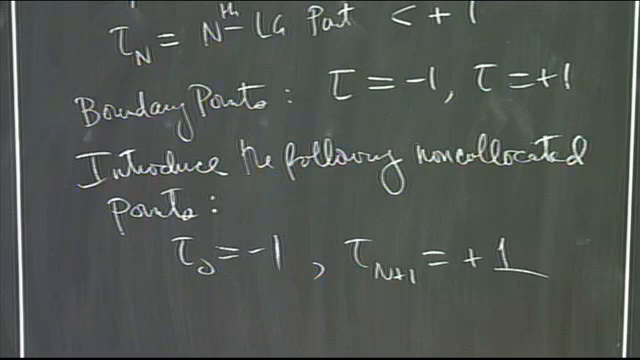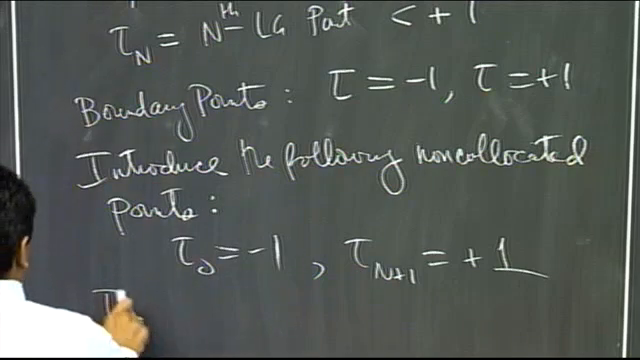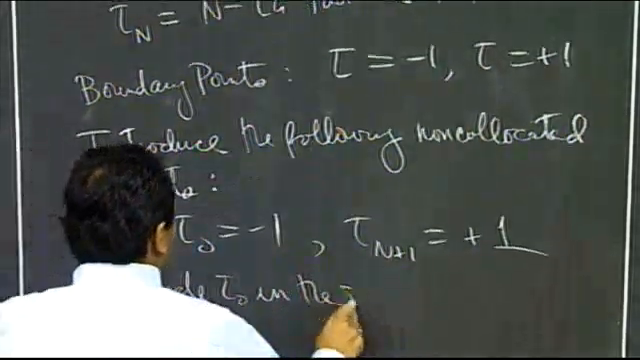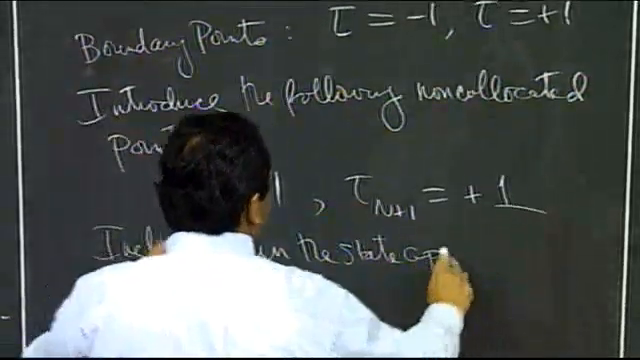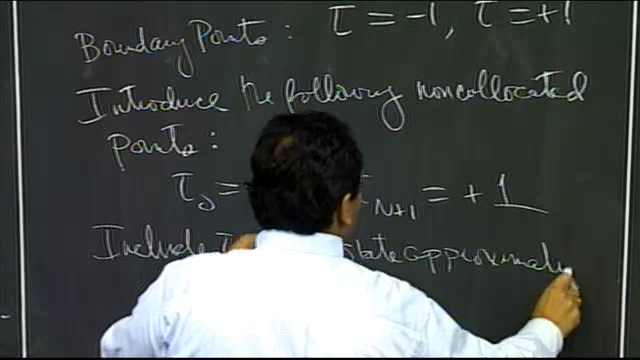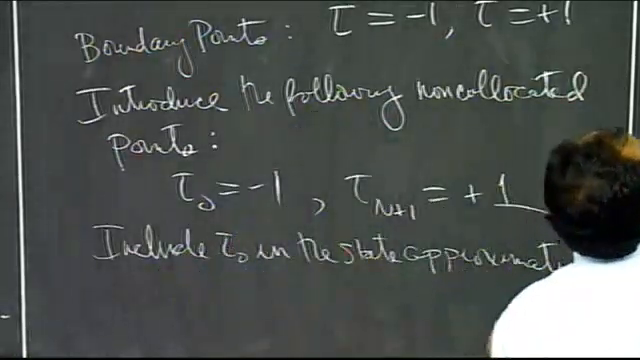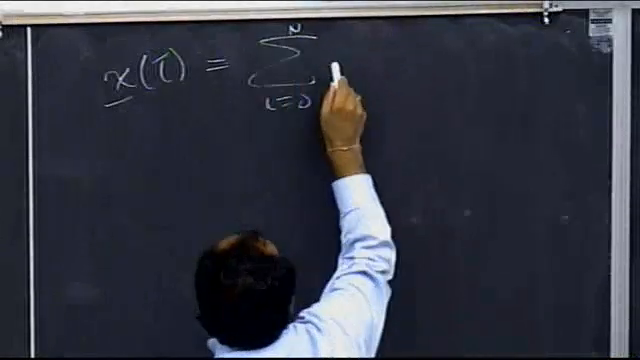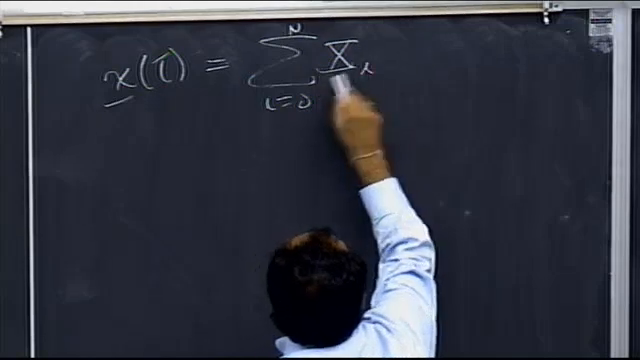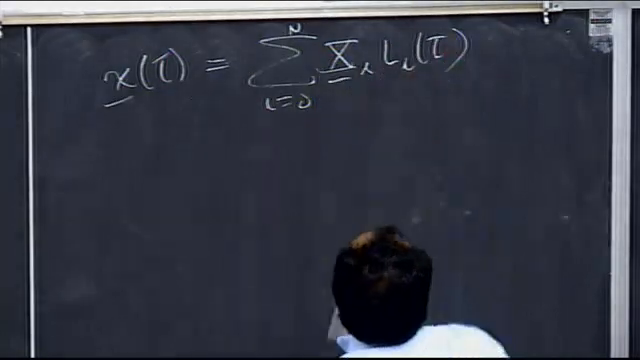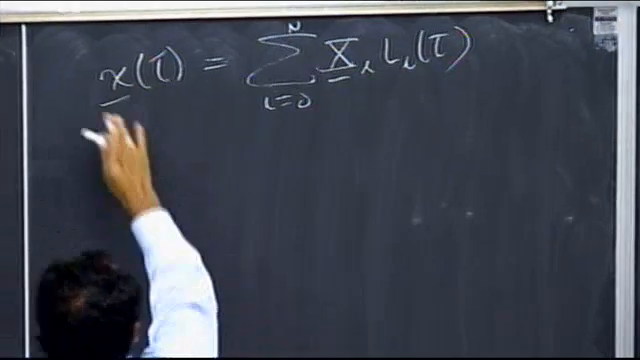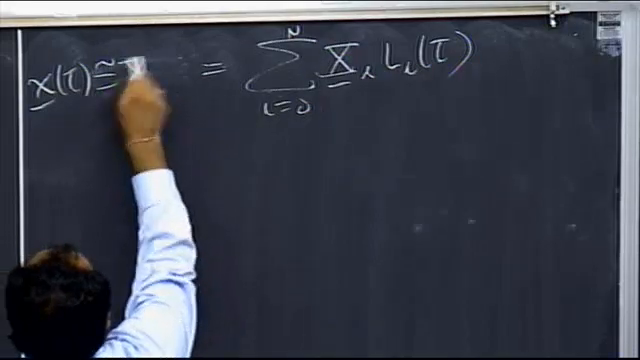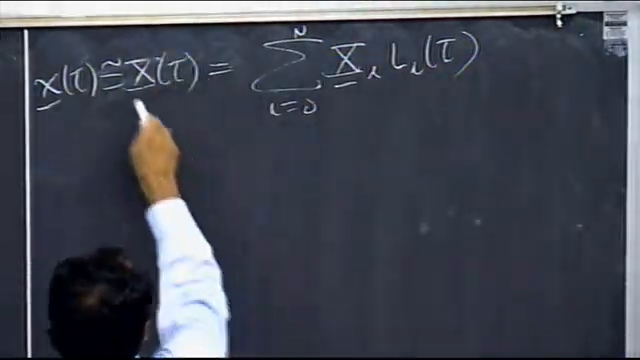So here's what we do. We're going to include tau 0 in the state approximation. So the state approximation is going to look like this. Now, I should actually be a little more careful here. This is x of tau approximated by capital X of tau.